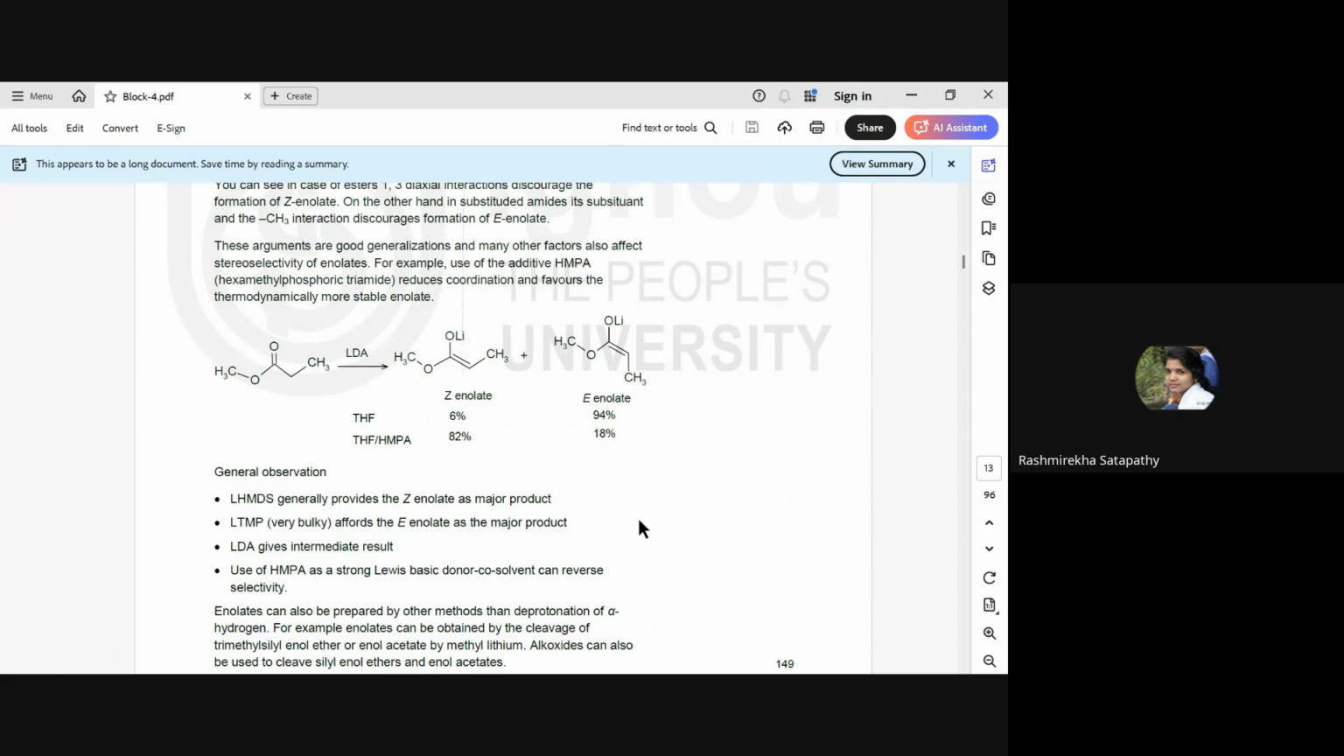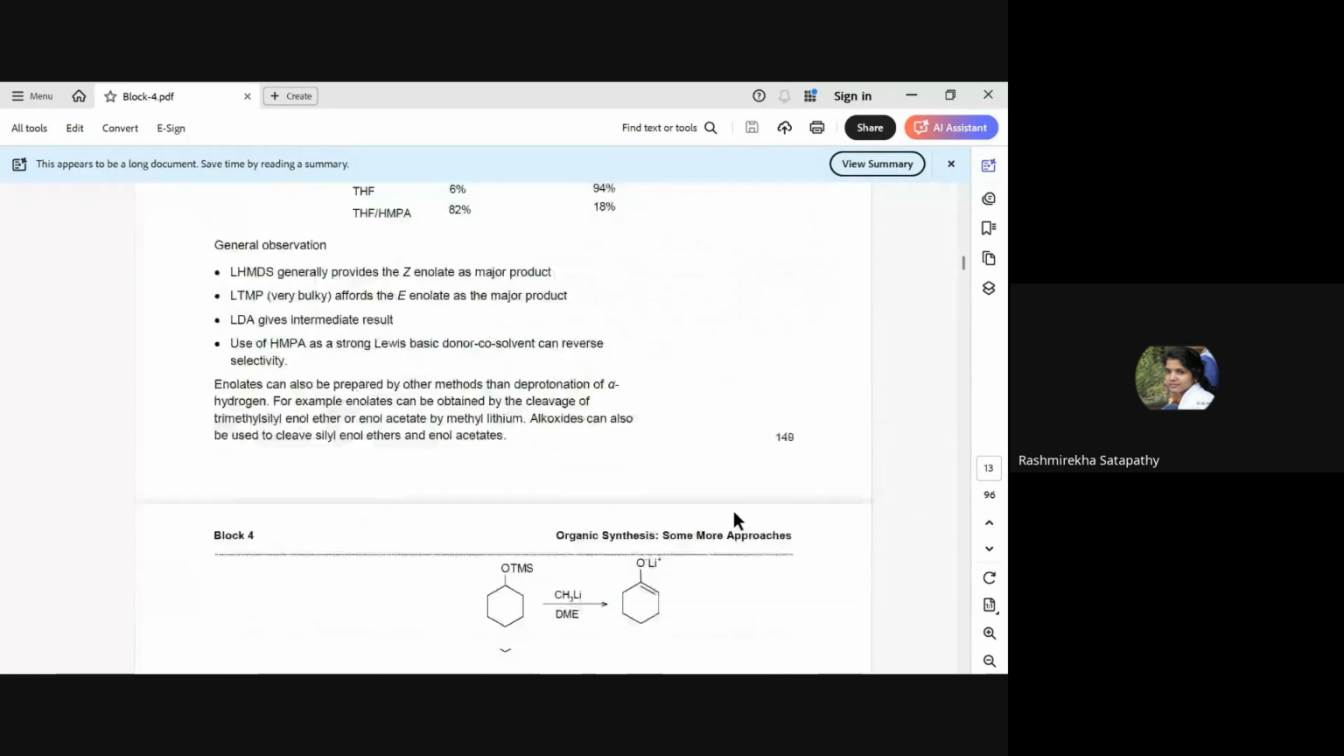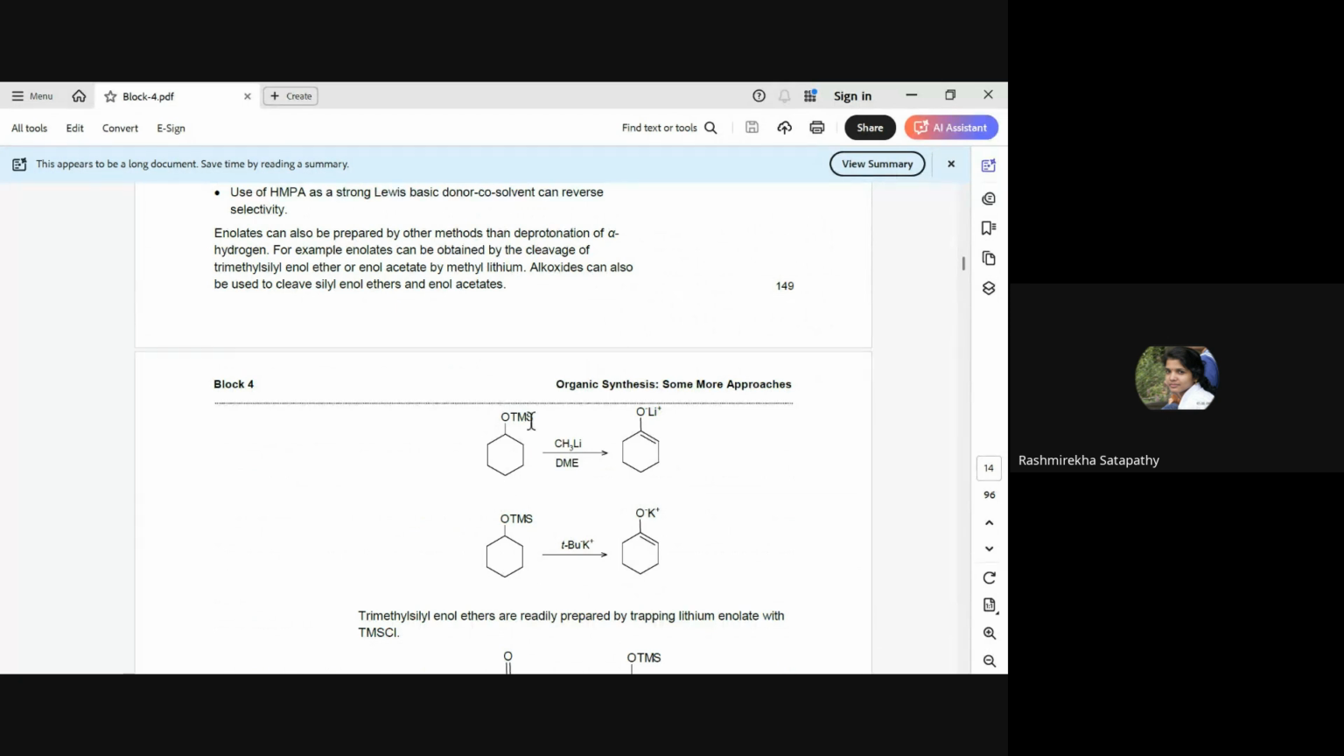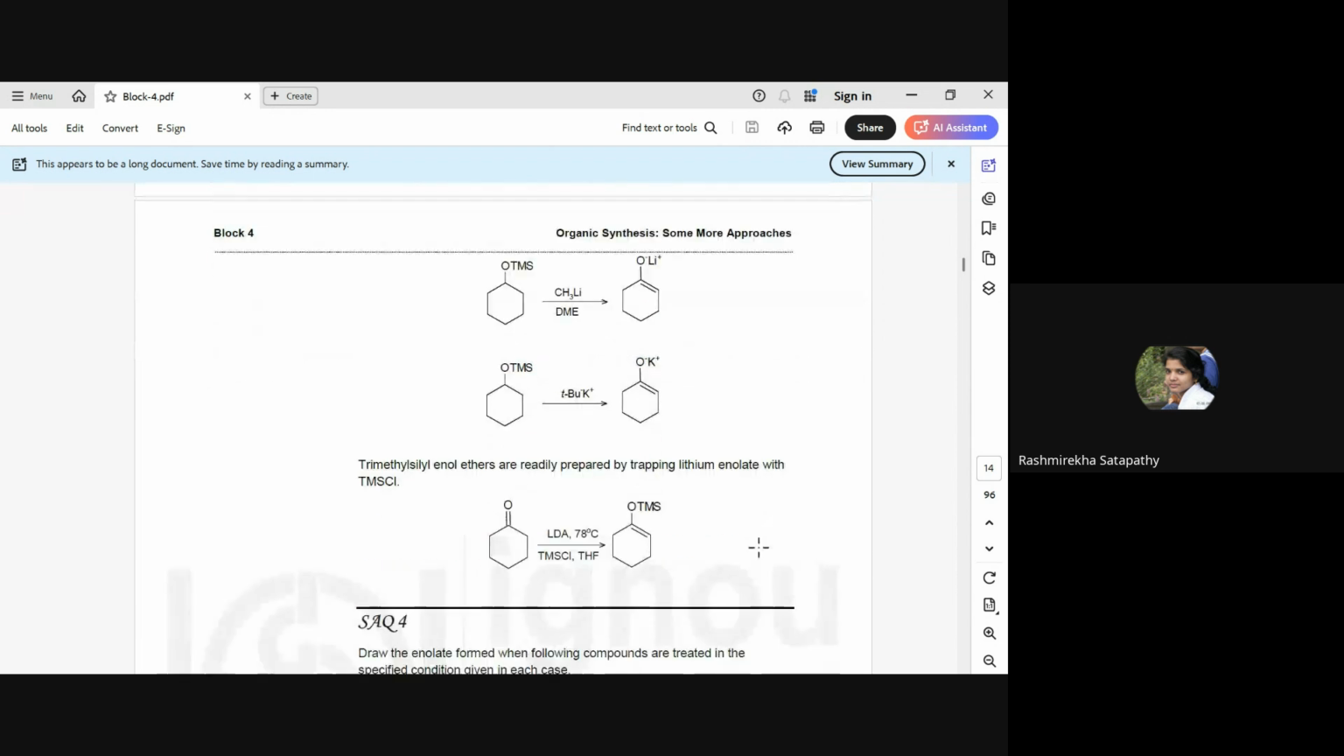In general observation, the base generally provides the Z enolate as the major product, while a very bulky base affords the E enolate as the major product. LDA gives intermediate results. You can see here with methyl lithium in DME, the enolate is forming here. Here with potassium tertiary butoxide, it takes the proton from this ortho hydrogen, and the double bond is here. So the enolate is forming here.